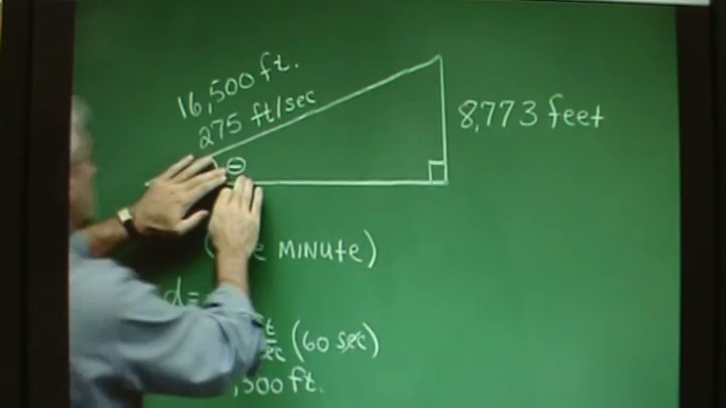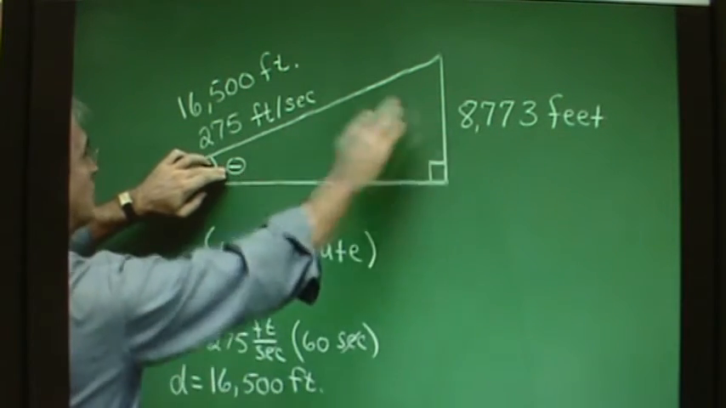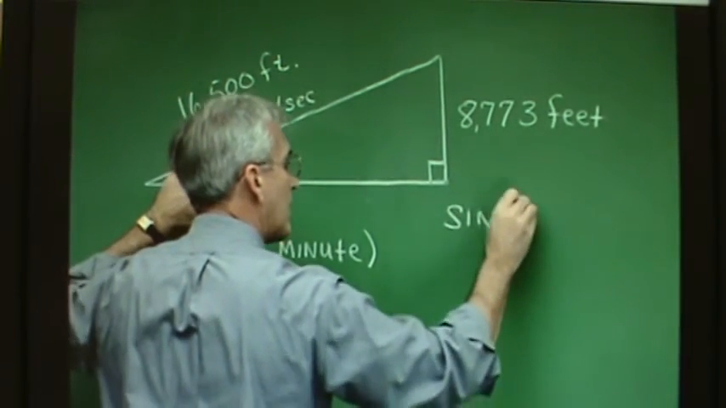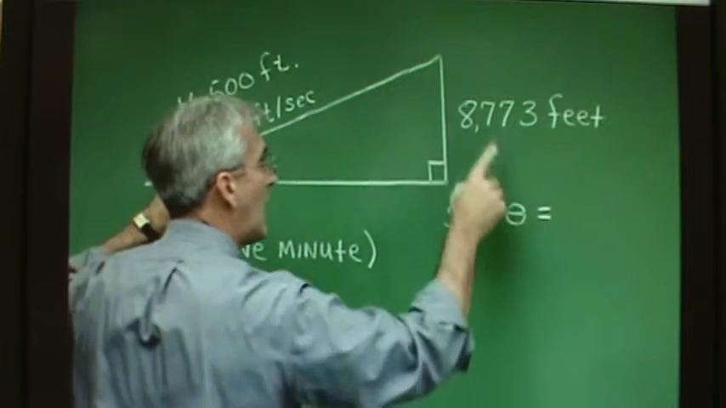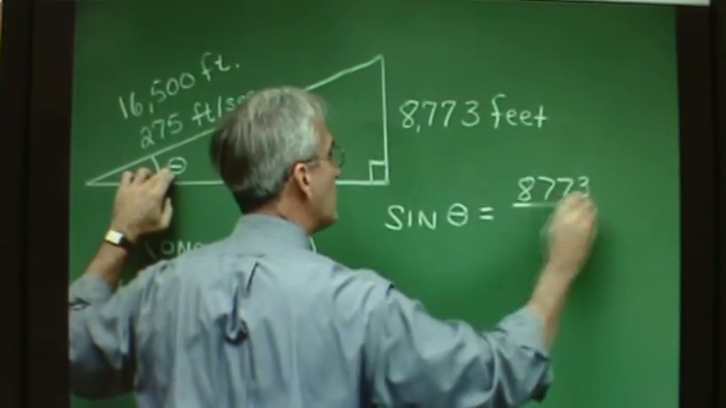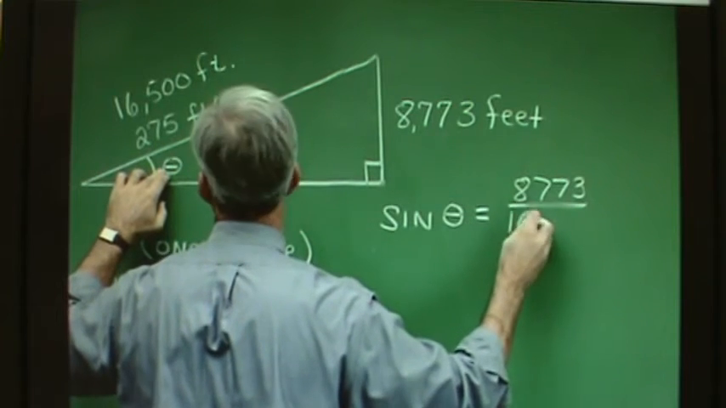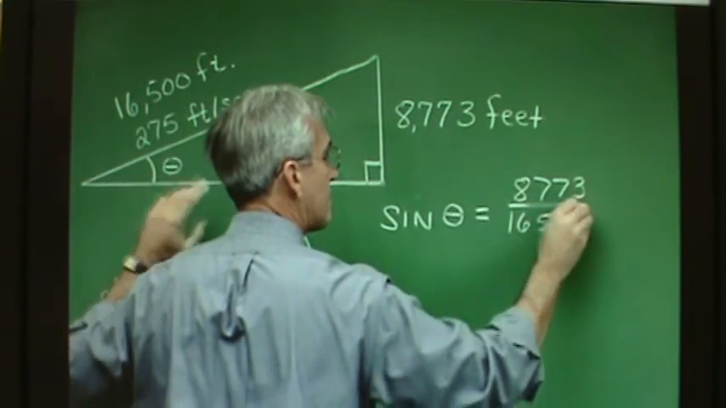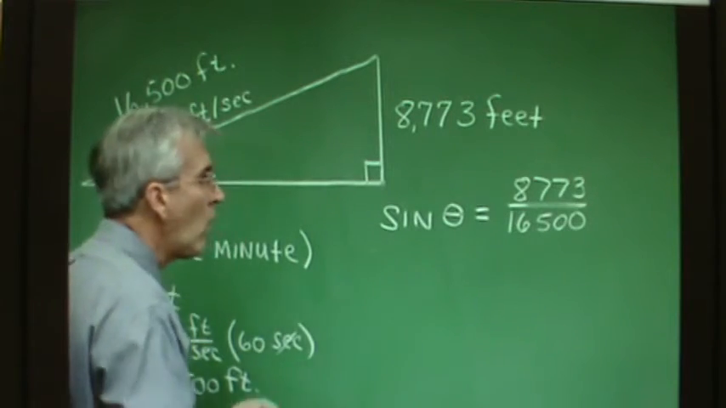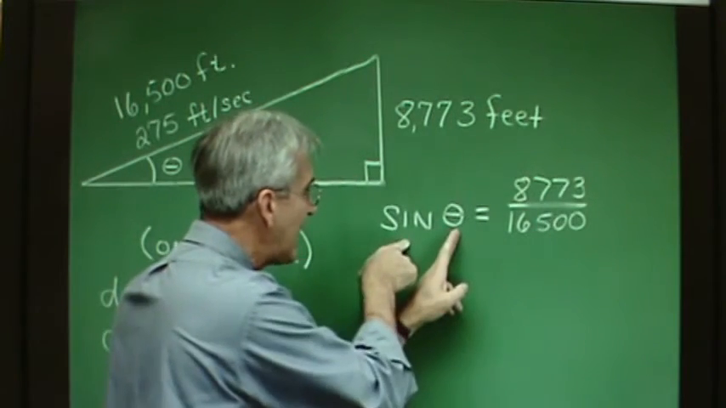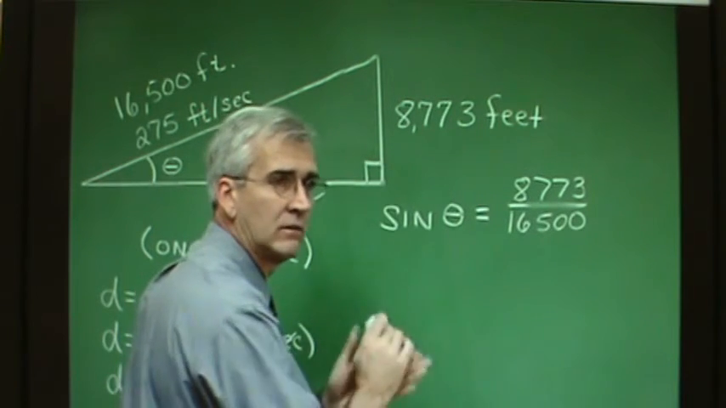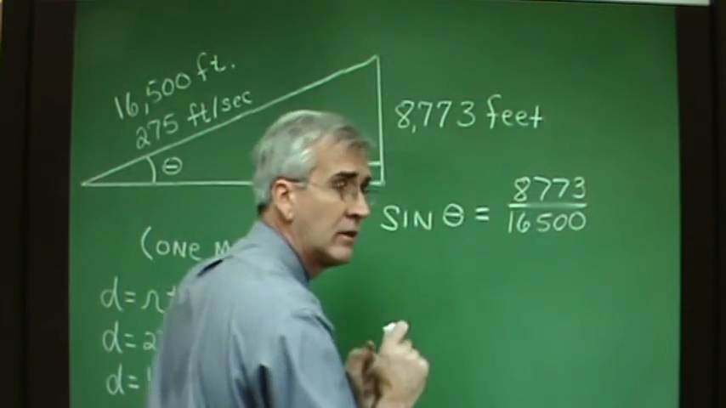Now from this perspective, it's the sine because it's opposite over hypotenuse. So sine theta then is opposite over hypotenuse. And now we want theta. We want the angle whose sine is this fraction. Well, that's arc sine or inverse sine, you see.